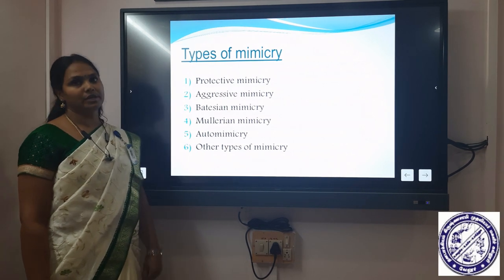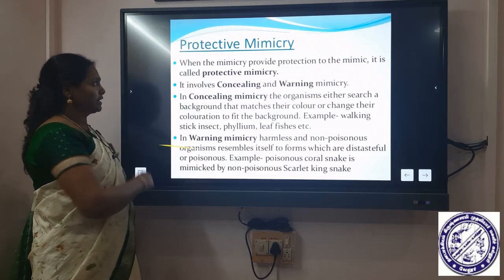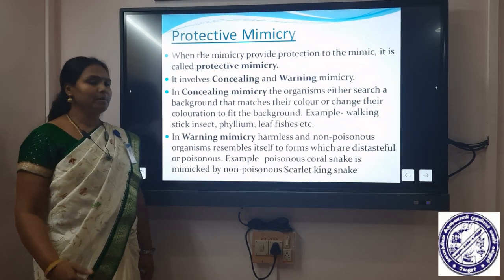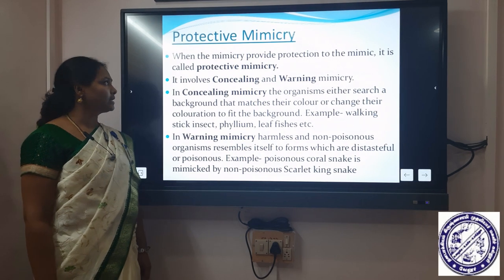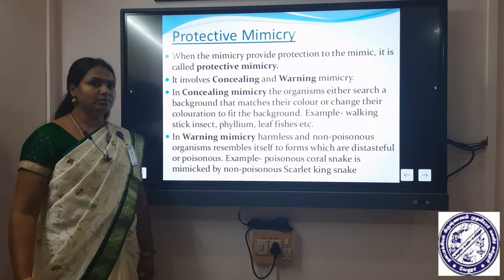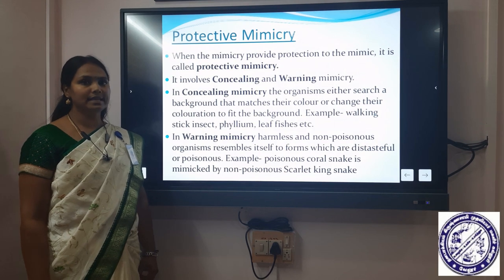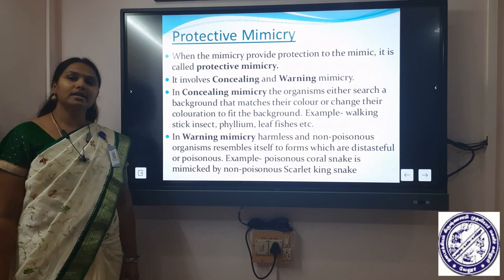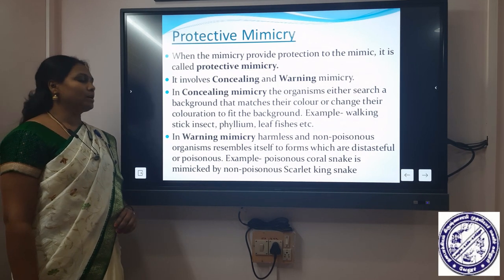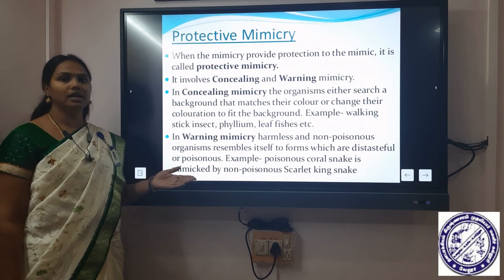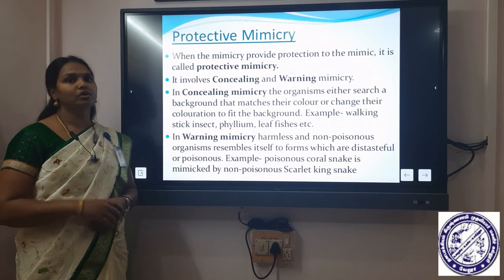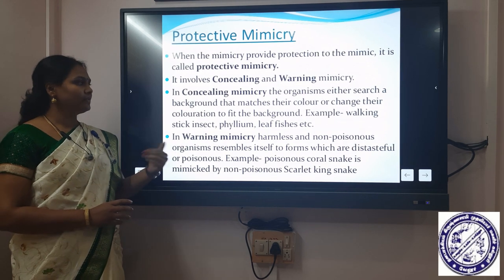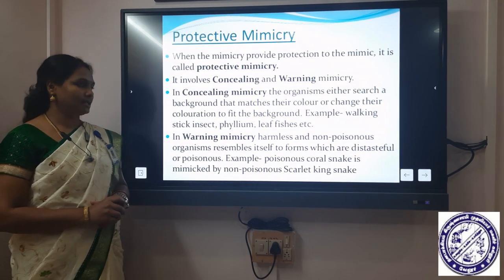The first type is protective mimicry. So what is protective mimicry? When the mimicry provides protection to the mimic, then it is called protective mimicry. There are two types of protective mimicry, that is concealing and warning mimicry. In concealing mimicry, the organisms either search for a background that matches their color or they change their color to match the background. For example, the walking stick insects, the leaf insects or the leaf fishes, etc.